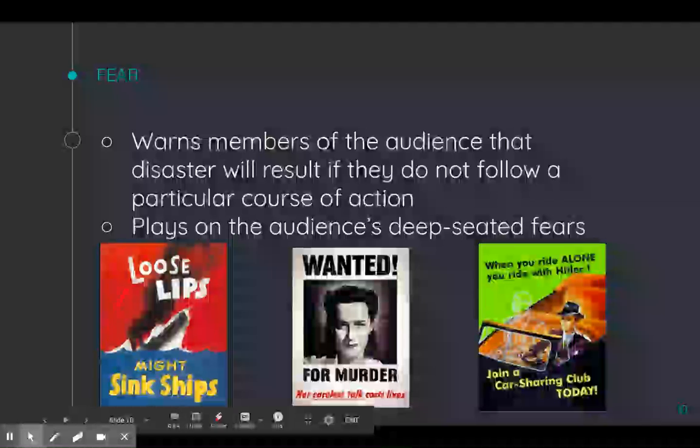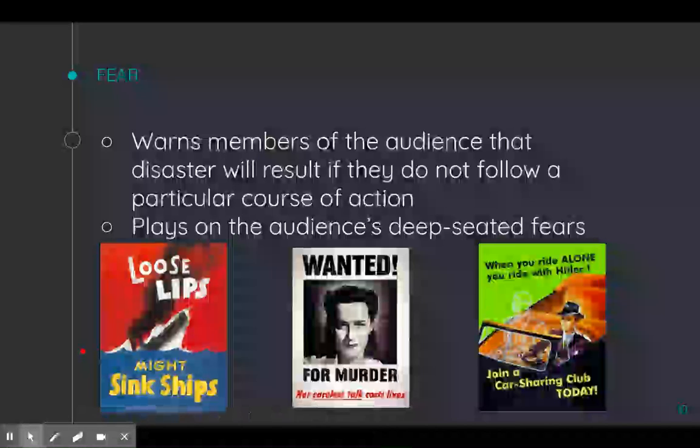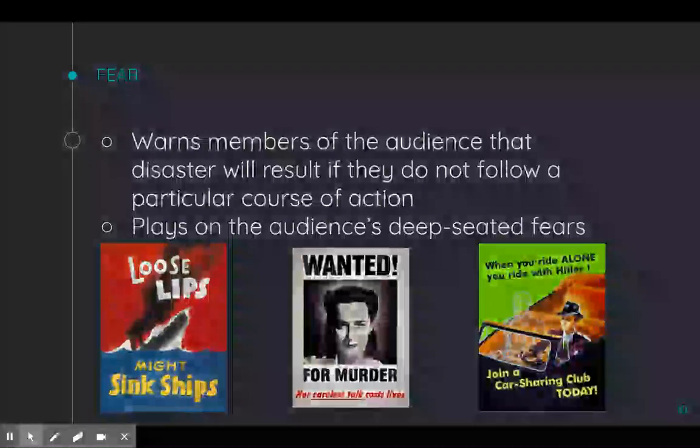Same idea in this ad: loose lips might sink ships. If you mention something and it gets to the wrong person, and they tell someone else, that could result in the death of our soldiers. So it's playing on those fears that your audience might have. They might not really be warranted fears, but that's what you're playing off of.